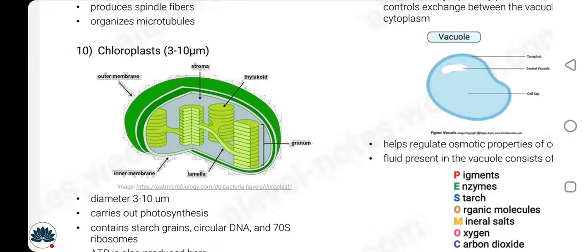Okay, now here's something very essential about the chloroplast. Okay, so just wait a minute.